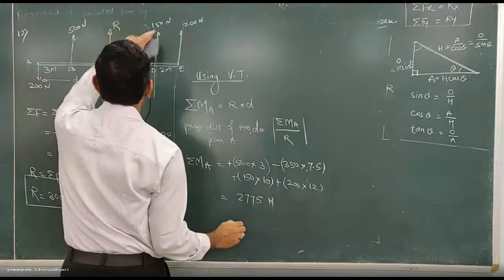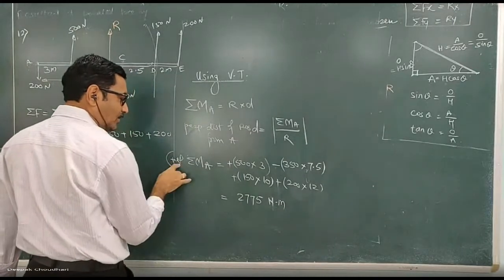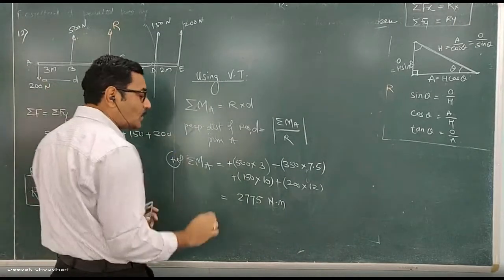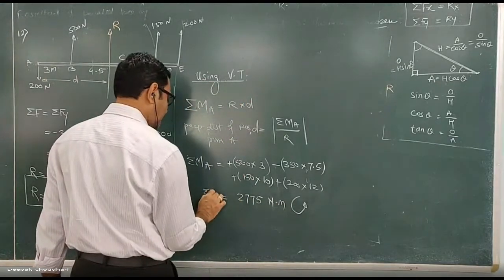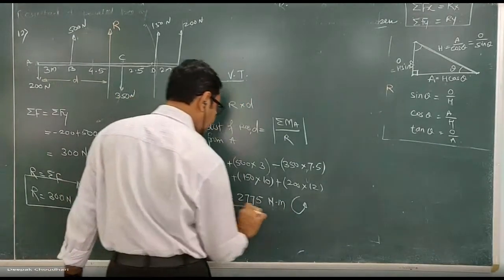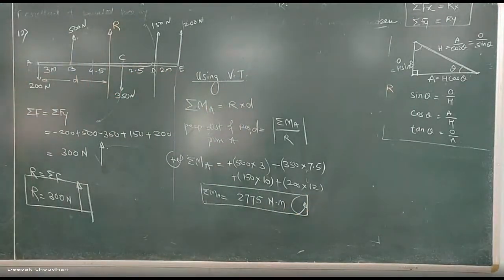Forces are in Newton, distances are in meter. So this will be in Newton meter. And it is positive. So according to our sign convention, all the forces together produce the anti-clockwise moment about point A. This is summation of MA. Understood? Any doubt?